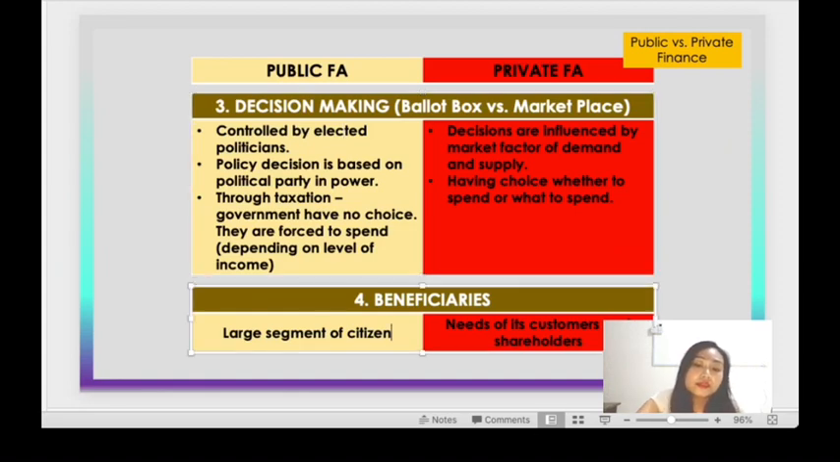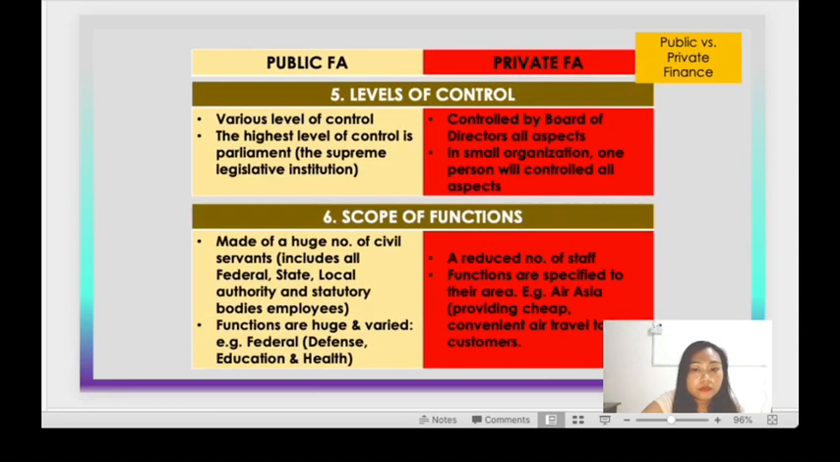Next one is who will get the benefits from public FA? It's a large segment of citizens. And for private, the ones that will get the benefit will be its customers and also the shareholders. Last but not least, levels of control. For public FA, there are various levels of control, and the highest level of control is the parliament, the supreme legislative institution. Meanwhile, the private one is controlled by the board of directors, all aspects in a small organization.